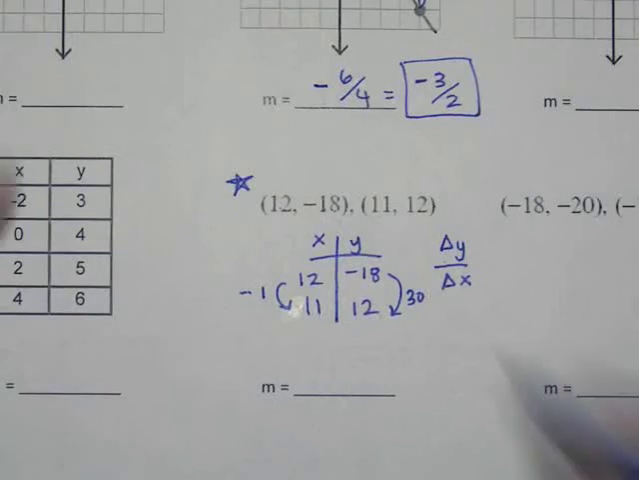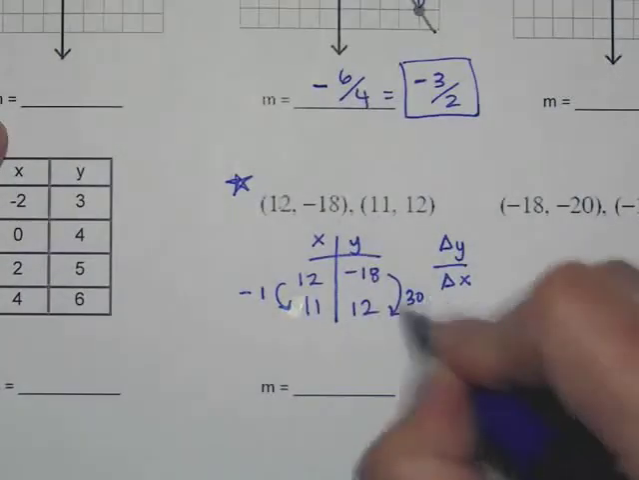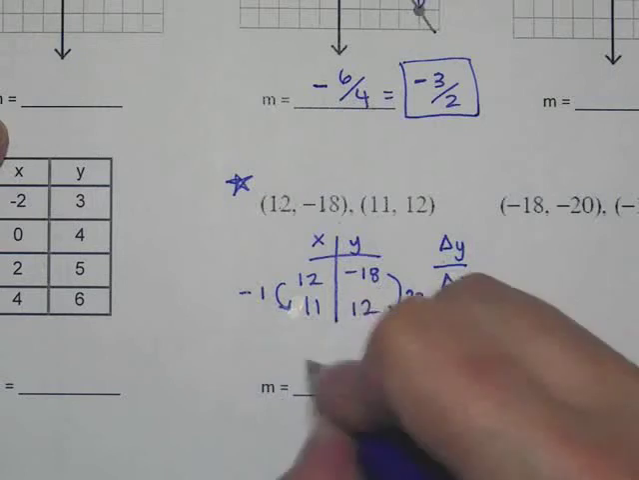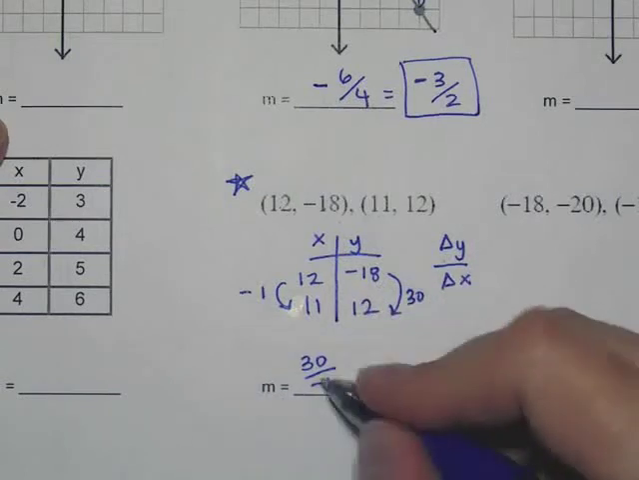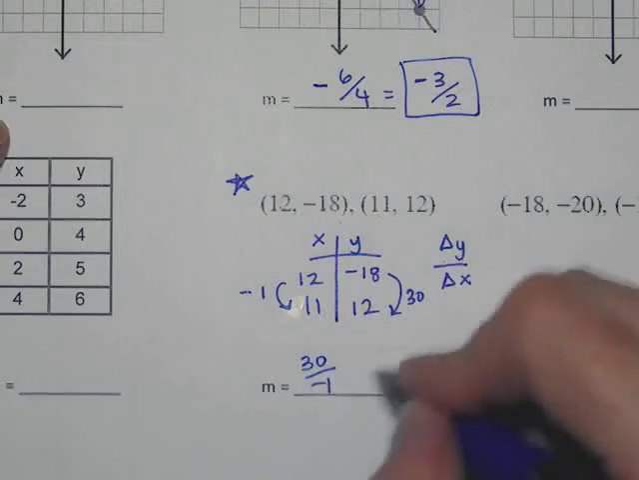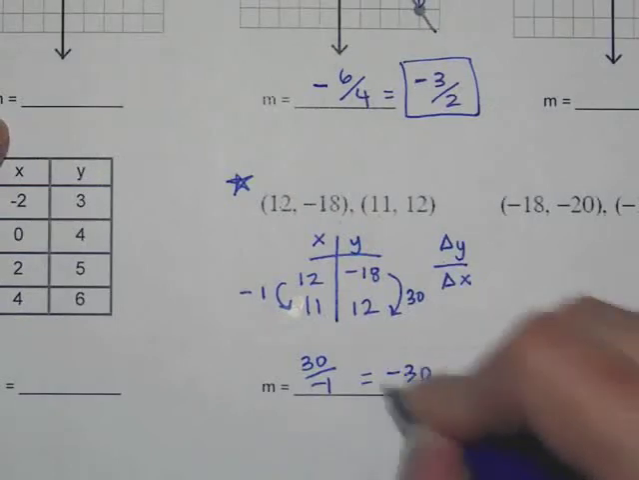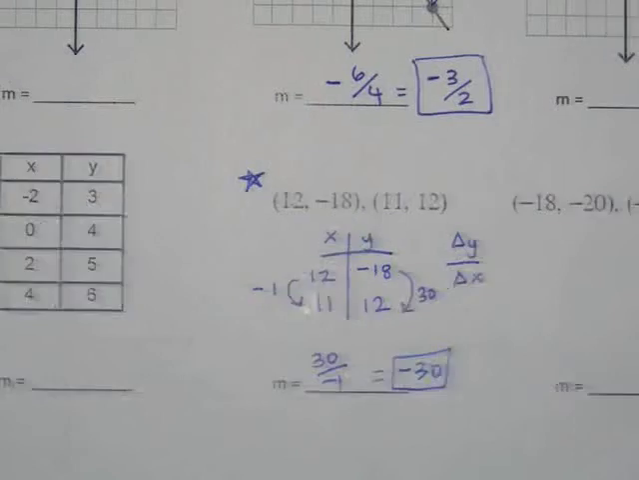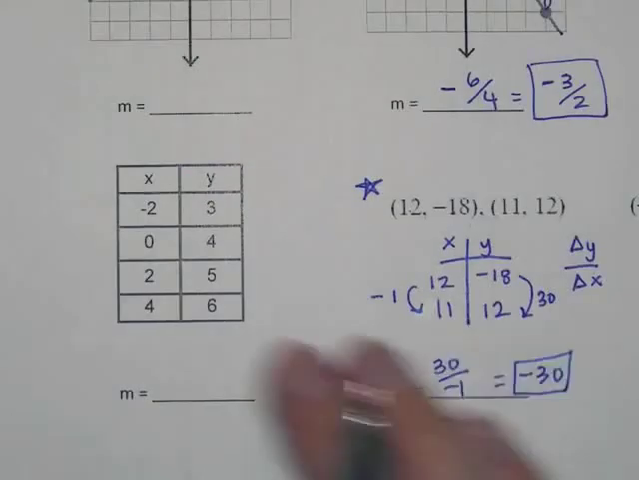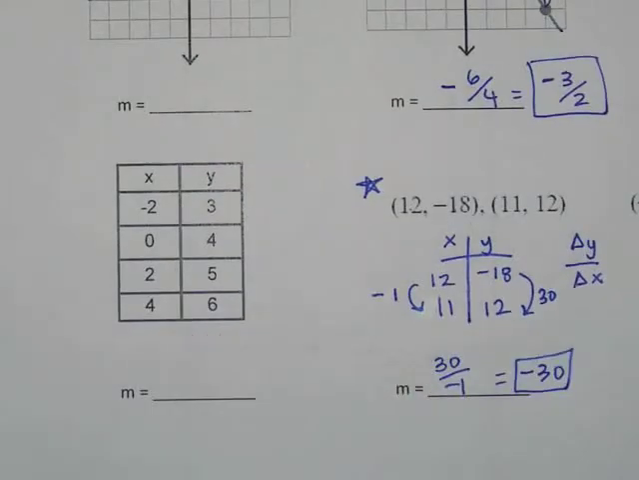So then to find my slope, I do the change in y, this y side, divided by the change in x. So 30 divided by -1. And if I were to type that in a calculator, or if I just think about positive divided by negative, this comes out to be a -30 for the slope. So now you ought to be able to apply that same idea, change in y to change in x, back to this table of values problem.